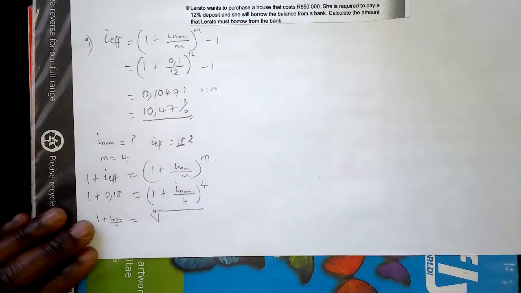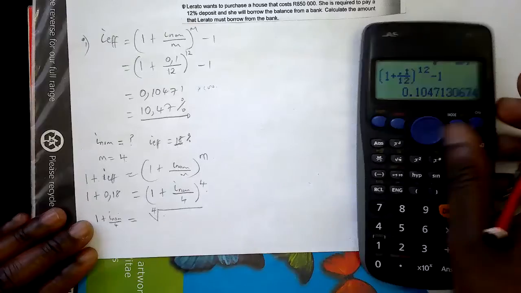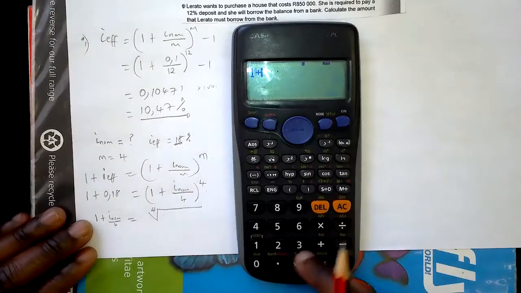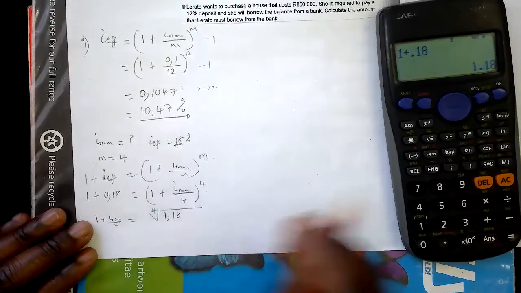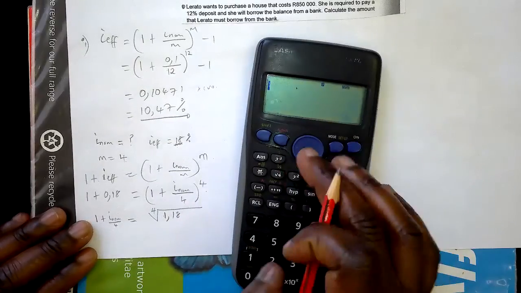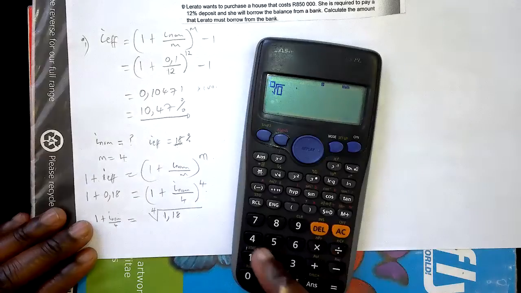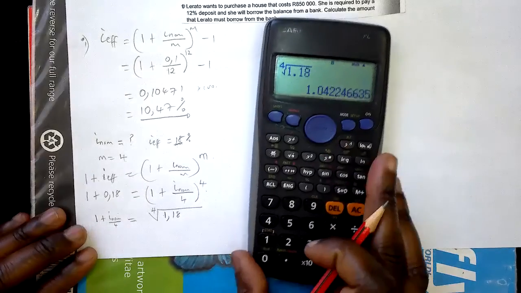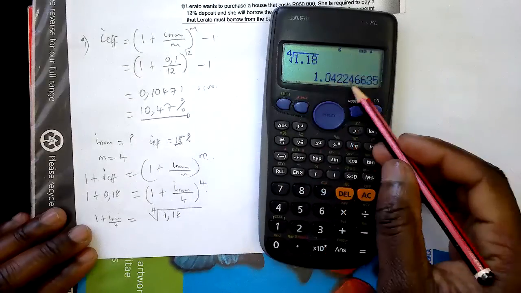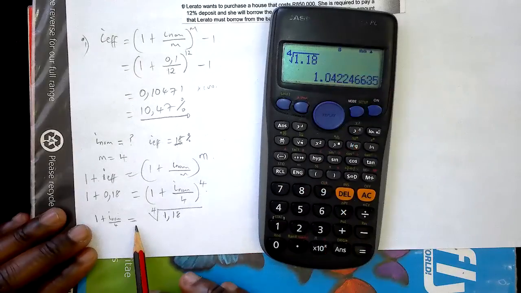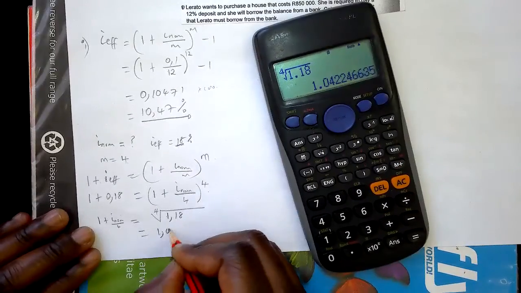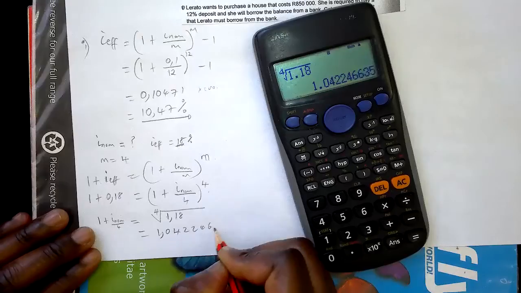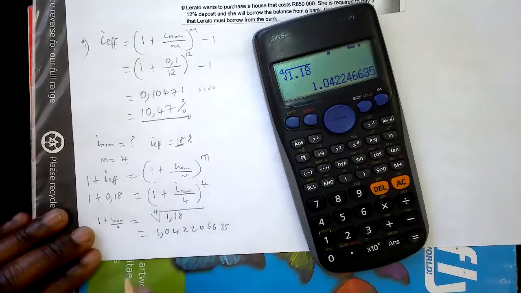Then 1 plus 0.18 is just going to be 1.18. So we take the 4th root of that. Shift will come here, we say 4th root of 1.18, then we see what we get there. We get 1.042, which is 1.042246635.